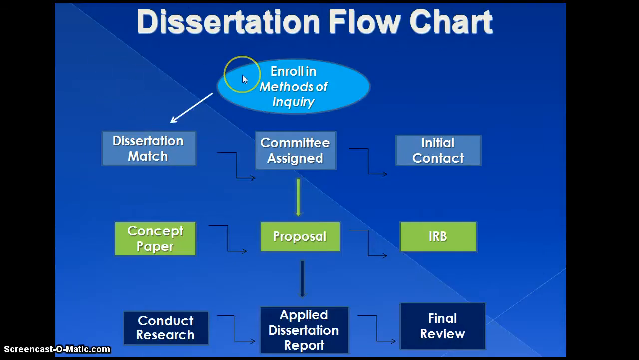Students begin the program by enrolling in Methods of Inquiry class. During that time, they are given the dissertation match survey. A committee is assigned, initial contact is made. After the initial contact is made and the chair begins working with the student, they begin the first of the 3 benchmarks, the concept paper. The concept paper is followed by the proposal. The proposal is followed by the Institutional Review Board review of the student's proposal. They are then given permission to conduct the research. Once they have done that, they write their applied dissertation report presenting the data and then go on for final format review.